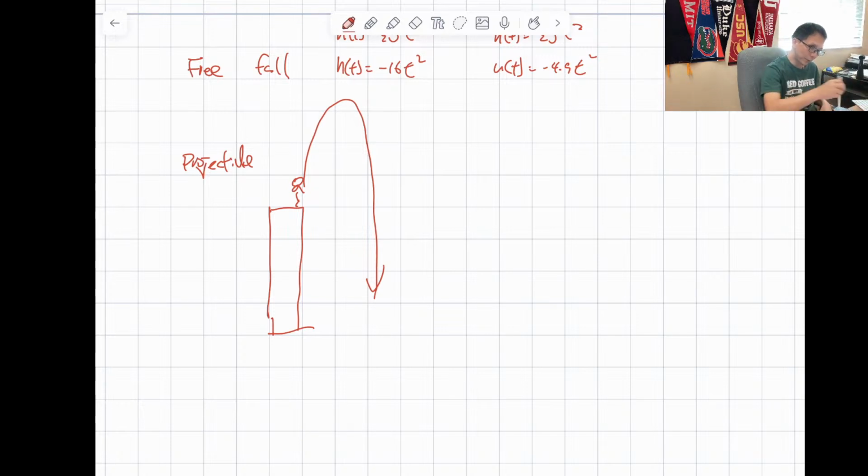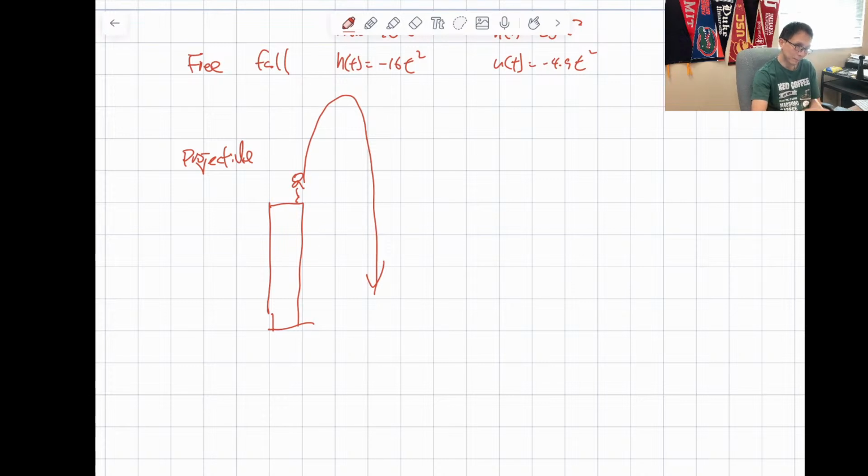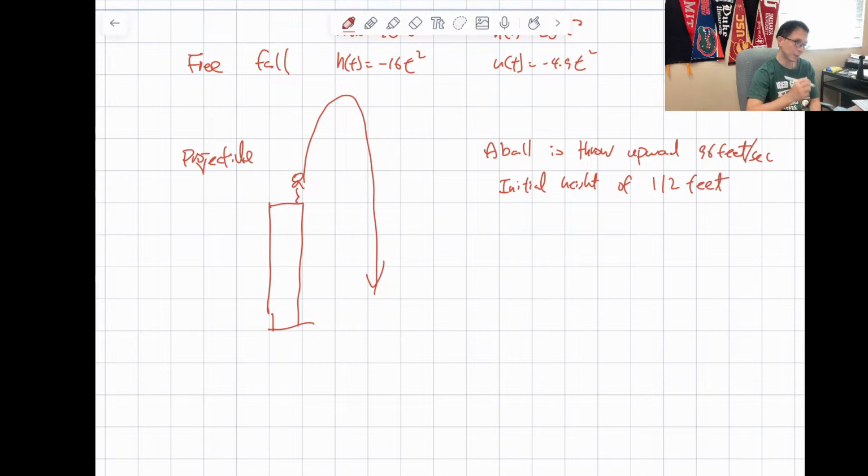I have a question in front of me. It says a ball is thrown upwards at 96 feet per second, at an initial height of 112 feet.